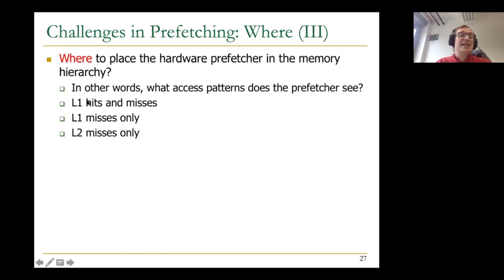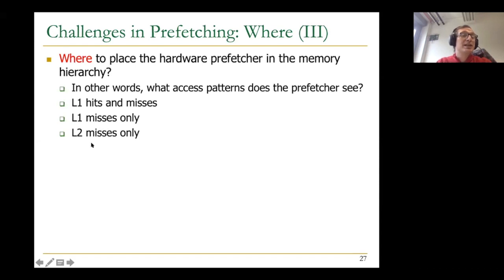If it observes all of the L1 hits and misses, which is all L1 accesses, then it has a complete picture of the L1 access stream of the processor. So it may do a better prediction, but the downside is it's potentially too much. If the L1 cache is good at filtering out most of the requests, then why do you really care about L1 hits? That's a good question to answer. You may not care, because they're going to hit in the L1 anyway. As a result, many prefetchers look at L1 misses.